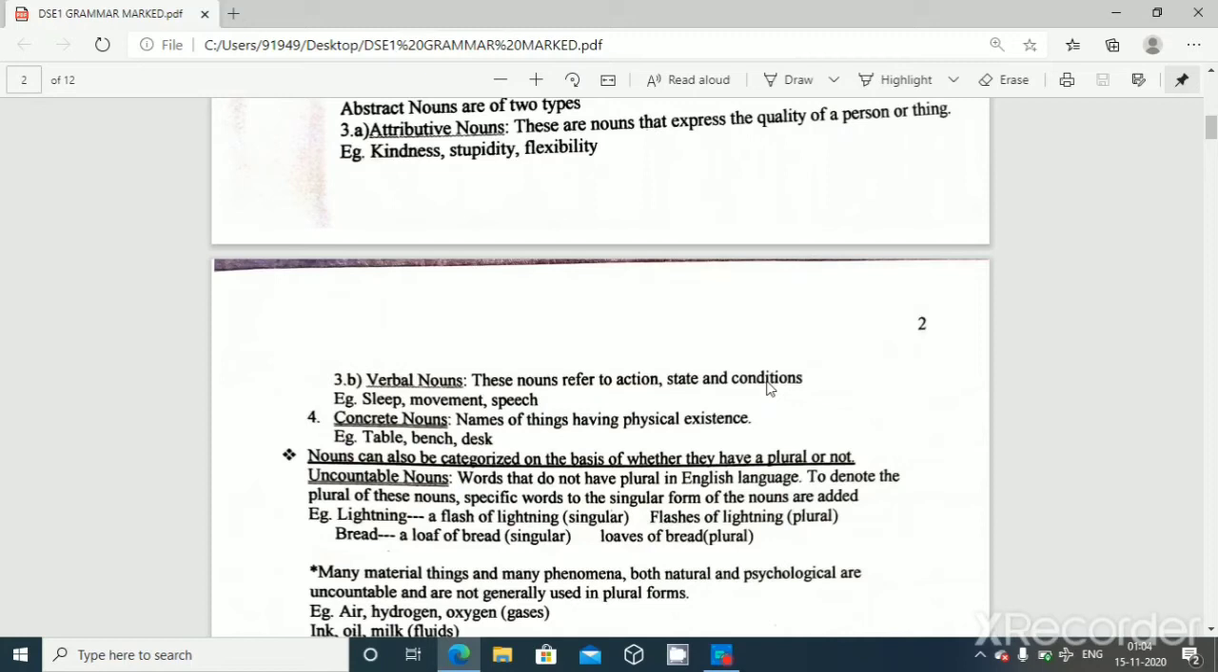Then why should we discuss verbs under this noun category? Again, a confusion. Very complicated it is. No, it is needed because some nouns are inherently connected with verbs. Let us see. These nouns refer to actions, state, and conditions. What is this? A noun referring to action. How does it become possible? Sleep. We know a person sleeping, it's an action. Movement. A person or a thing or an animal moving. All these are actions. Speaking is an action.